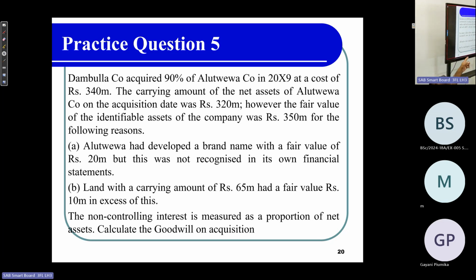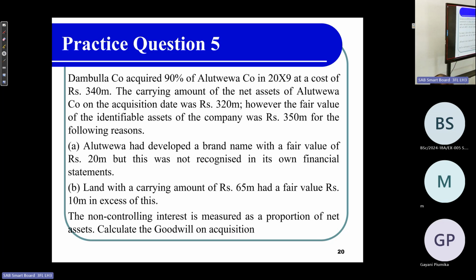Fair value of identifiable net assets is 350. So it was 320, and then 350, which means a 30 increase. You are given reasons for that. Alupugava had developed brand name 20, but it is not recognized in the subsidiary's or acquiree's financial statement.